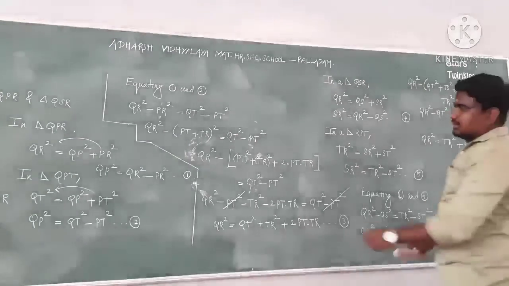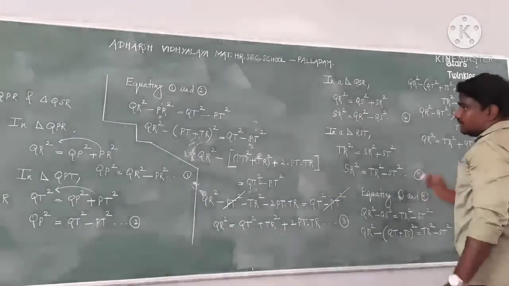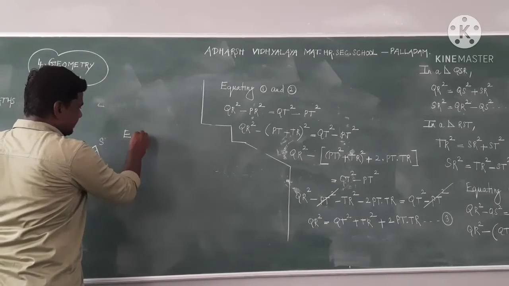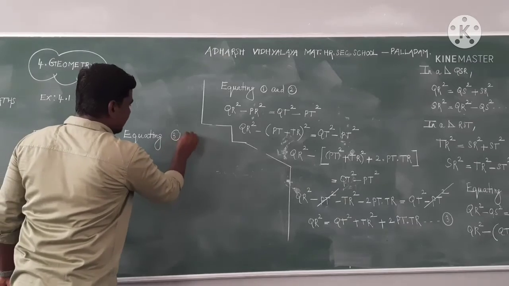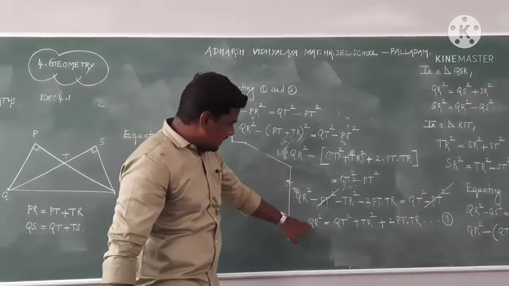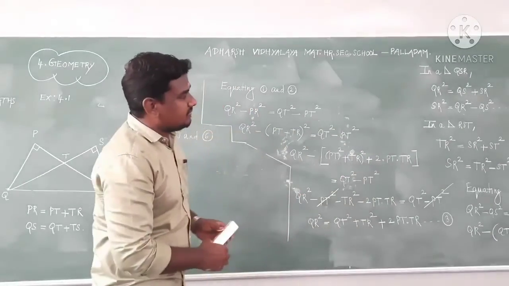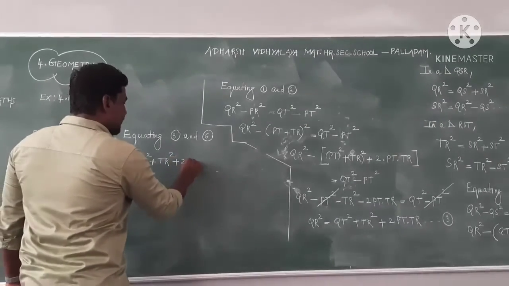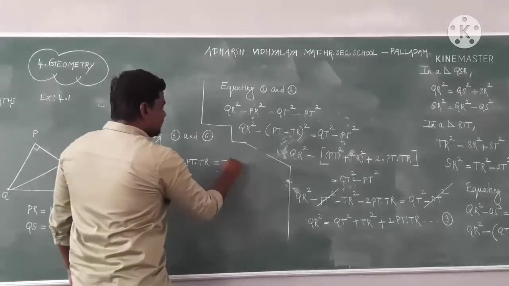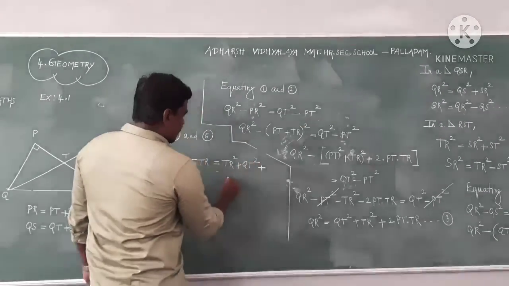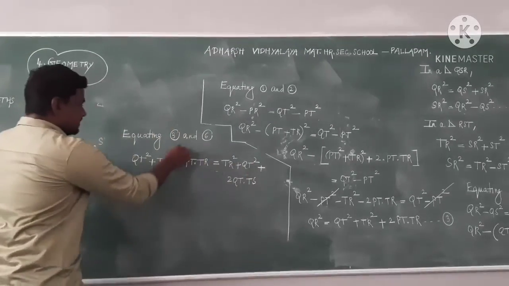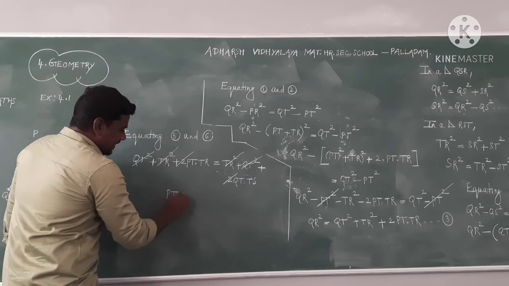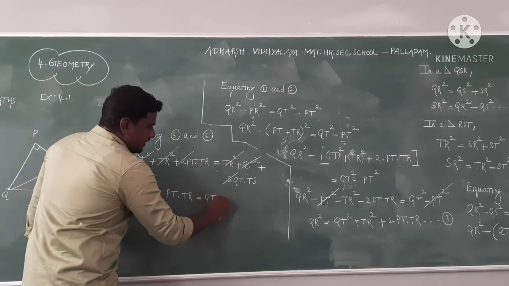Now I am going to equate 3 and 6. Why? Because the left-hand side of 3 is QR² and the left-hand side of equation 6 is QR². So QT² + TR² + 2PT·TR is equal to TR² + QT² + 2QT·TS. Then this TR² and this TR² will be cancelled. This QT² and this QT² will be cancelled. This 2 will be cancelled. So finally we got PT·TR is equal to QT·TS.